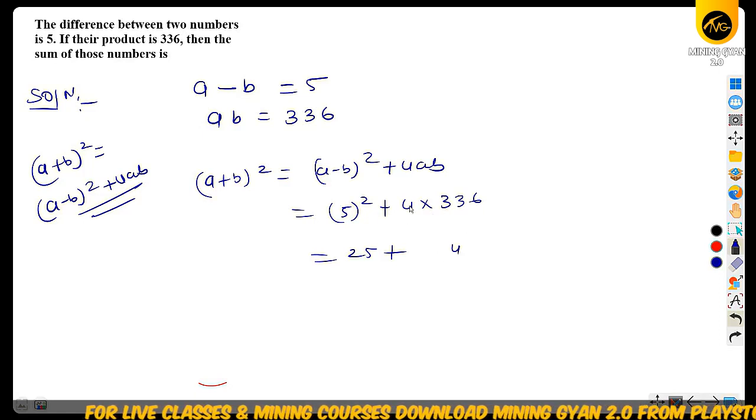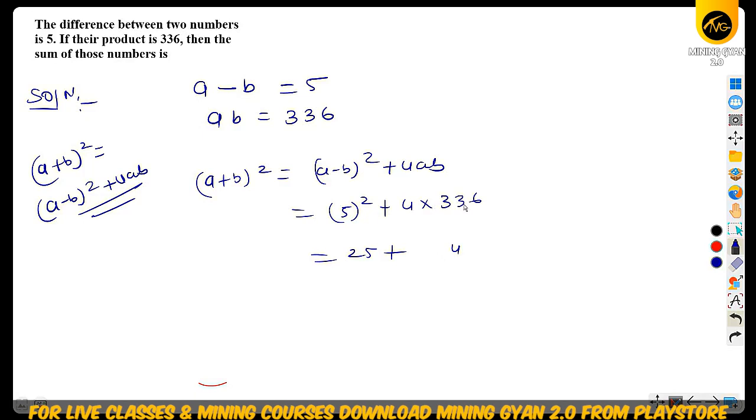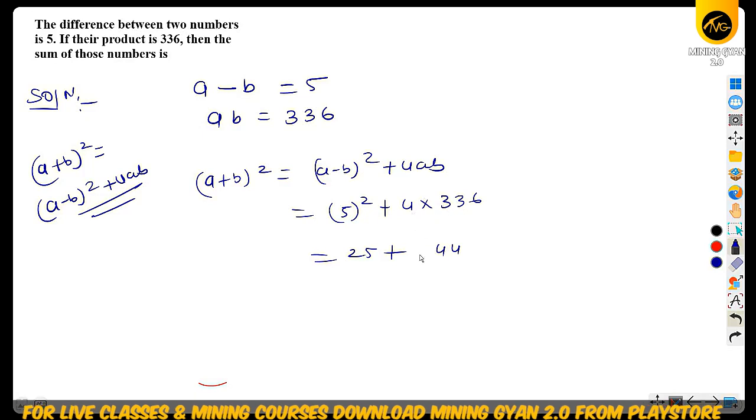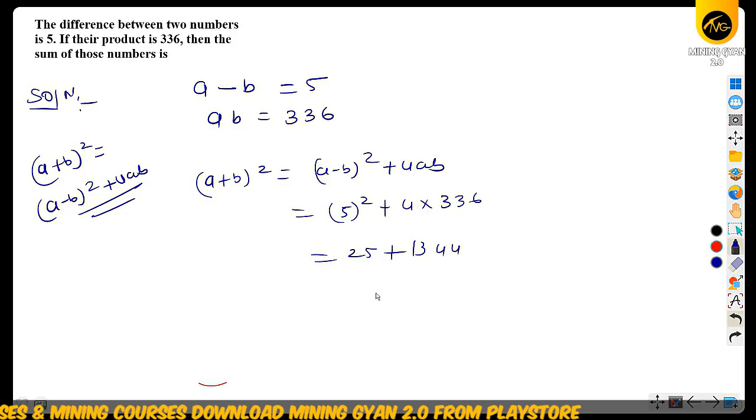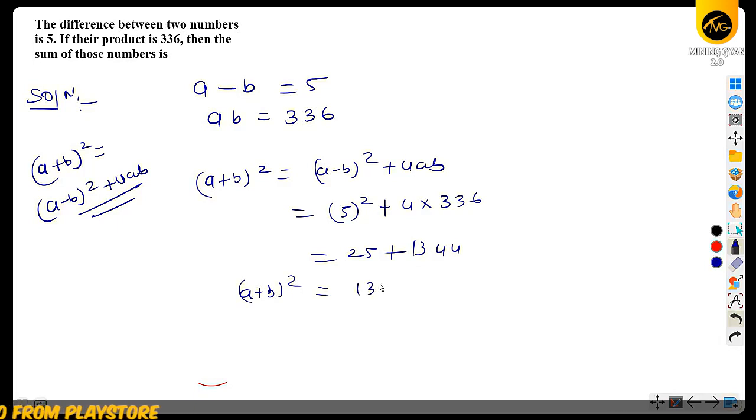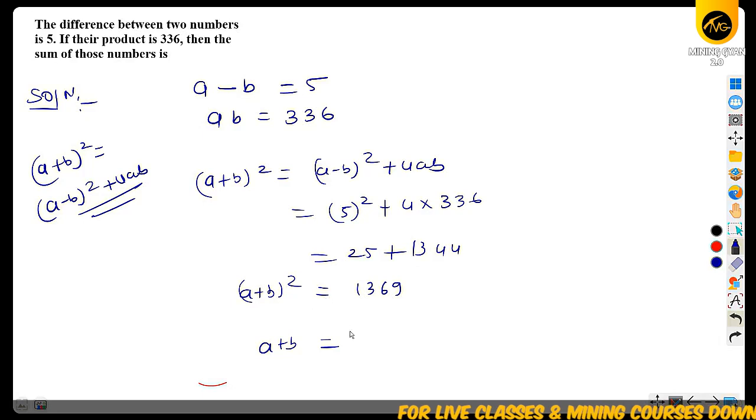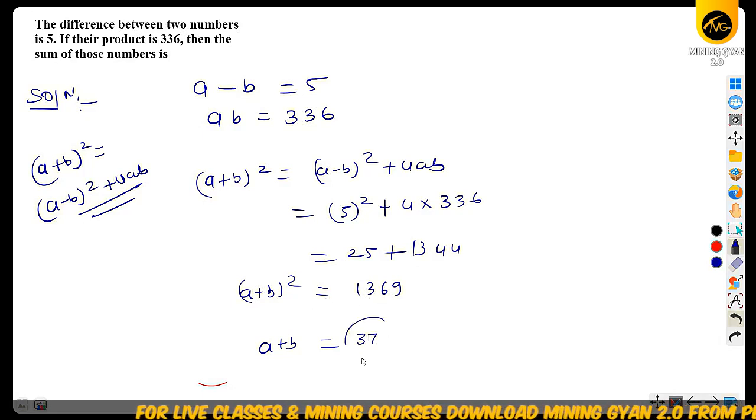So it will be 25 plus 4 times 336, which is 1344. So 25 plus 1344. That means A plus B whole square is 1369, right? So A plus B will be the root value of 1369. It is the square value of 37.